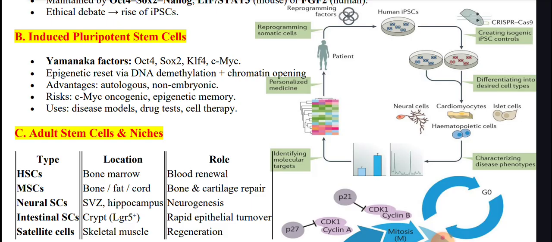How's that handled now? Newer methods use non-integrating approaches like using mRNA, proteins, or non-integrating viruses like Sendai virus to deliver the factors only transiently. They do their reprogramming job and then disappear, reducing the cancer risk.